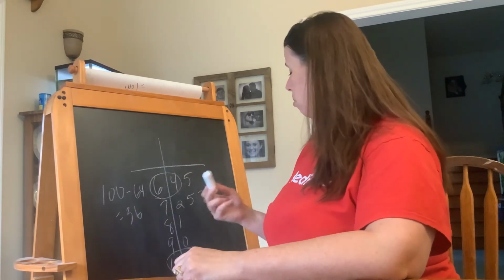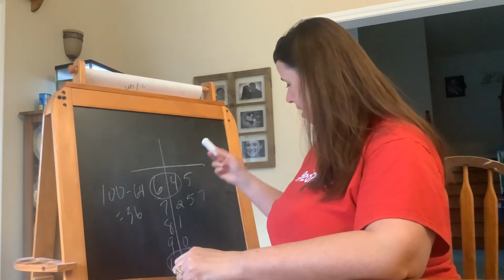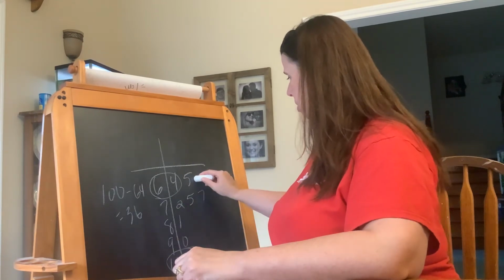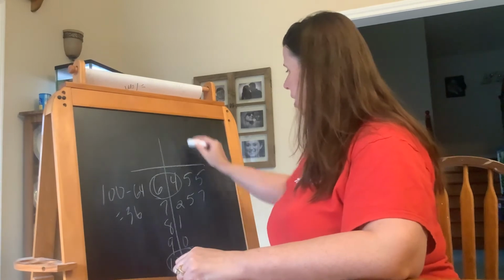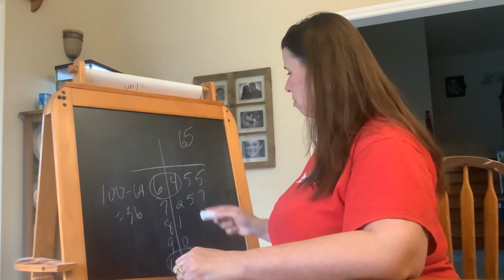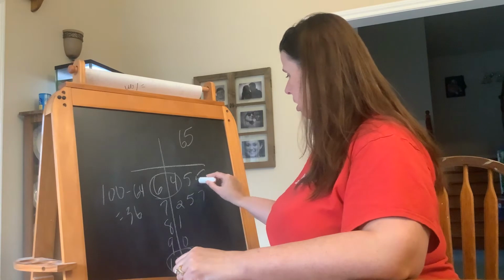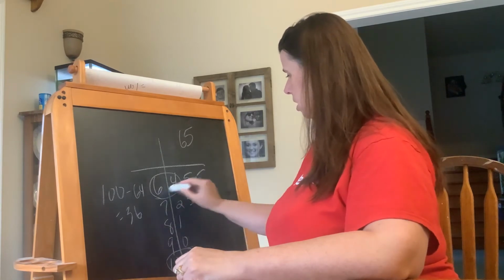Mode is the number that repeats the most. In my data that I just made, we don't have a mode. But if she got 2 65s, then 65 would be the mode, okay? Because it's the only number that repeats twice, 65, 65.